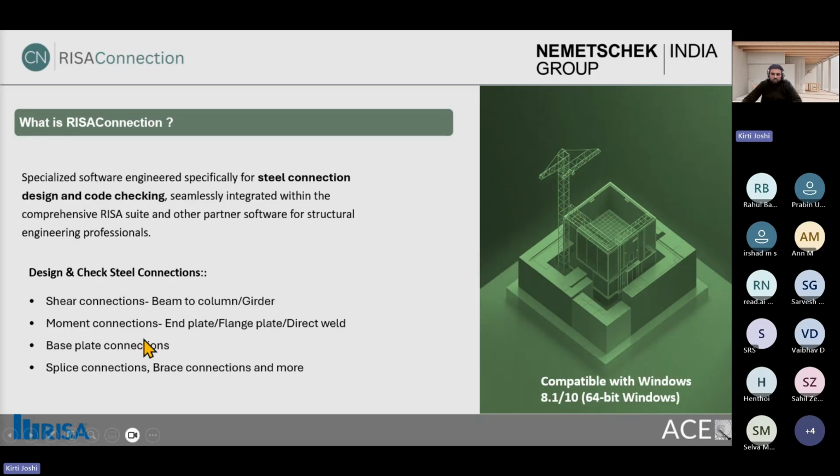And the software also covers every steel project's connection type, whether it's an industrial shed, a commercial building, or a high-rise structure. You can easily design different connection types, whether it's a beam to column or a beam to girder, a shear connection, or a beam to column end plate or flange plate moment connection, or it may be a direct weld, and also column base plate or splice type connections.